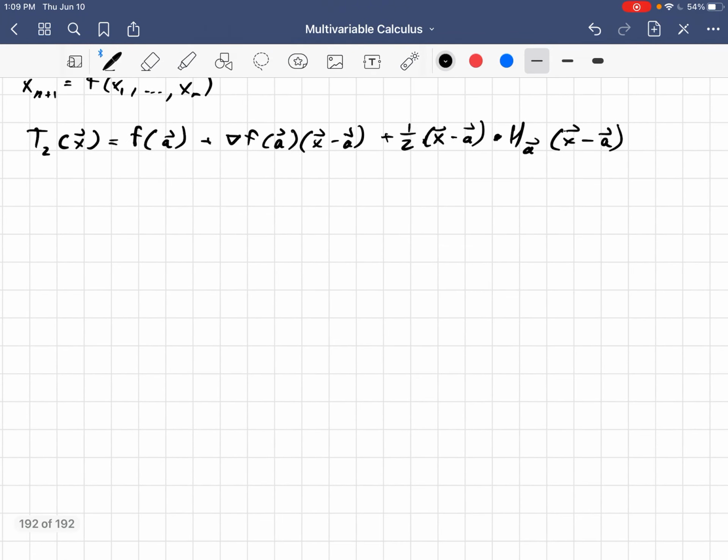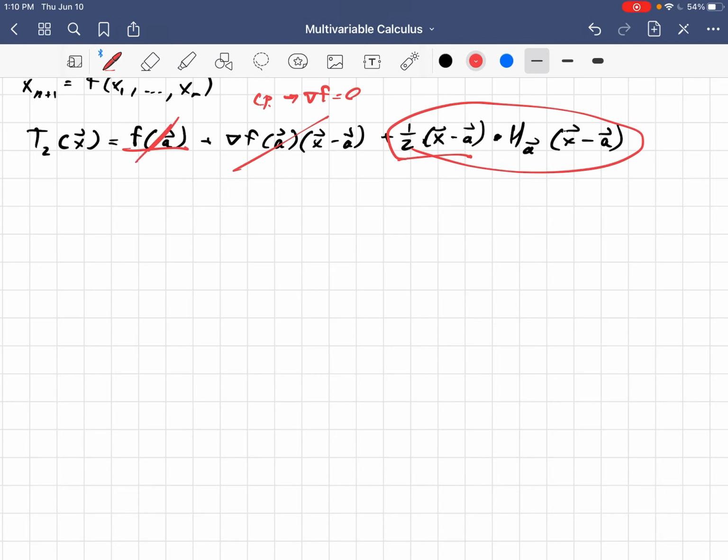Now, if you're at a critical point, that means that the gradient of f is equal to 0. We set the gradient of f equal to 0 for critical points, and so this term does go away. What we're really left with, this is a constant, so we can ignore it. Really what we need to consider here is this second term right here.